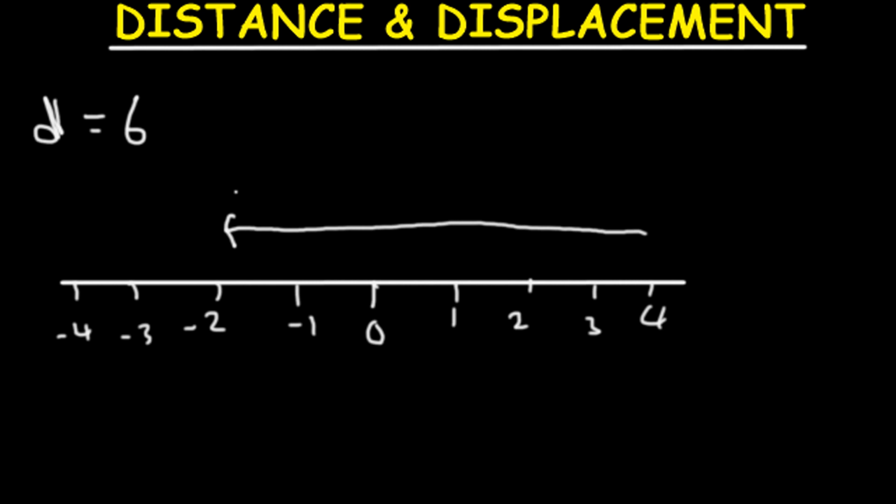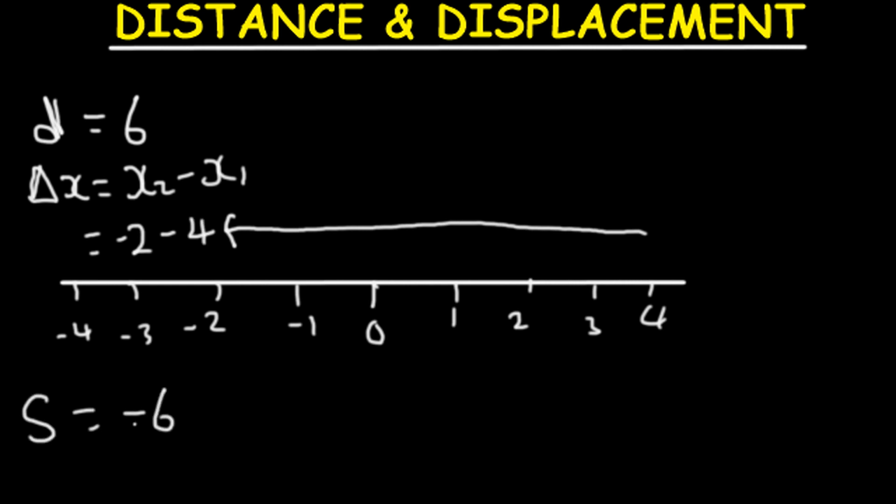We observe that this body stops at -2 and starts at 4. Therefore, the displacement, change in x, will simply be equal to x2 minus x1. x2 is -2, while x1 is 4. So you have -2 minus 4. Therefore, the displacement will turn out to be -6.